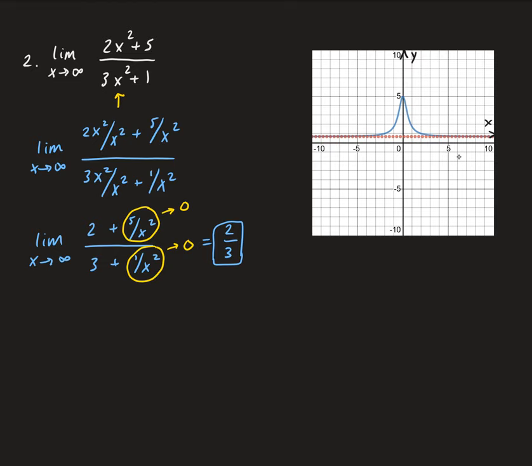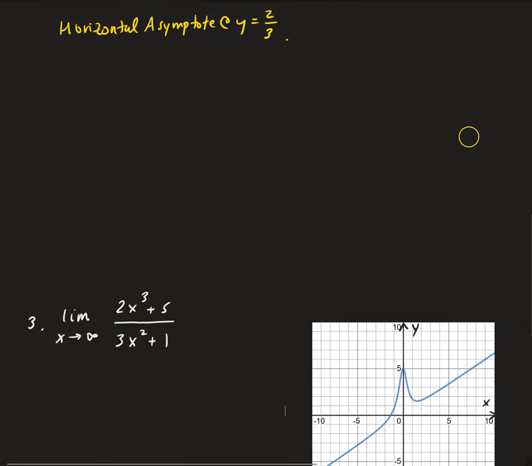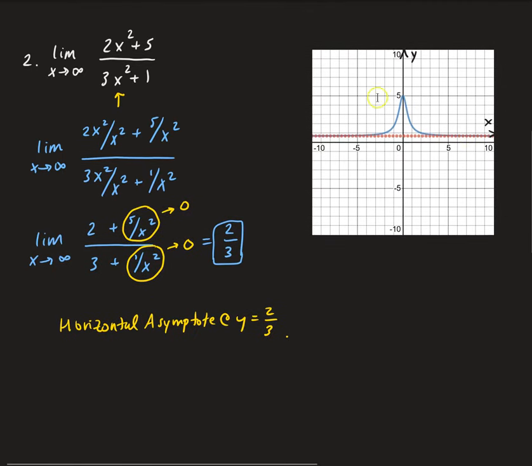All right. So that means for this function, we have a horizontal asymptote at y equals 2/3. And that's what you see here. So here's the graph, and this red dotted line indicates our horizontal asymptote, which is y equals 2/3.